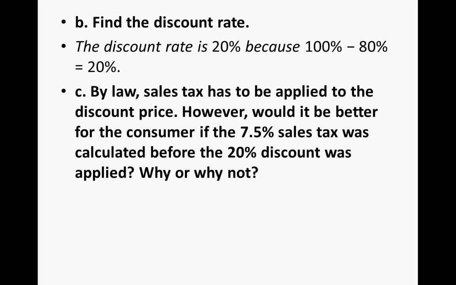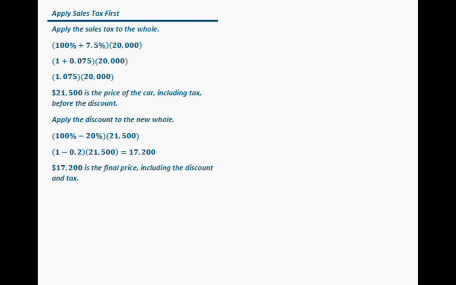By law, sales tax has to be applied to the discounted price. However, would it be better for the consumer if the 7.5% sales tax was calculated before the 20% discount was applied? Why or why not? So let's take a look at that. Let's say we apply the sales tax first. That means 100% plus 7.5% times 20,000 is 1.075 times 20,000, which is equal to 21,500.